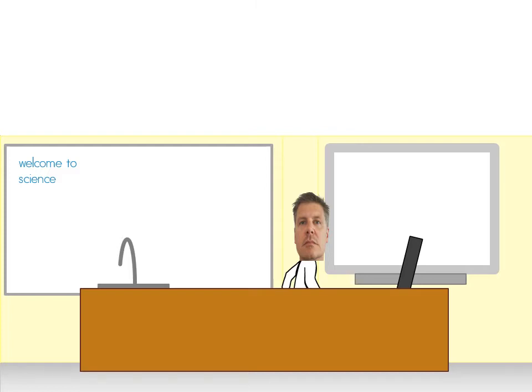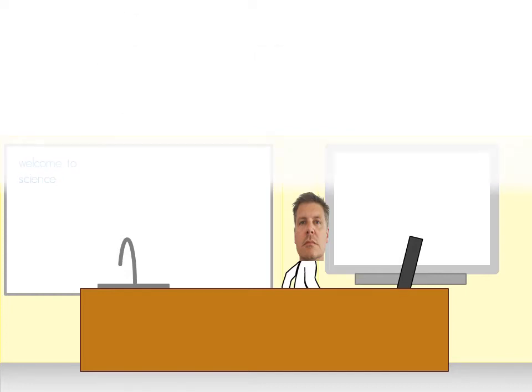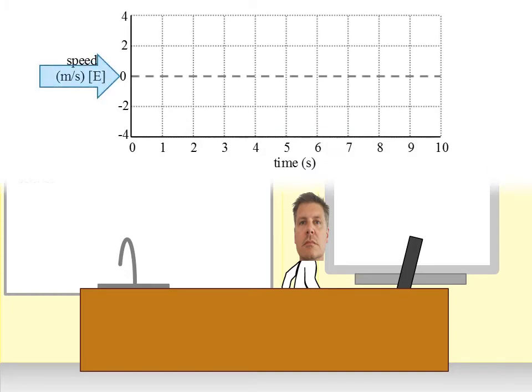Let's say Mr. Sklar is just hanging out in his room waiting for his students to arrive. Well, if he's just standing there, his velocity is equal to 0. So for a whole 10-second interval where he is just standing there, the graph would look like this. His speed is 0. He is not moving for the entire 10 seconds.